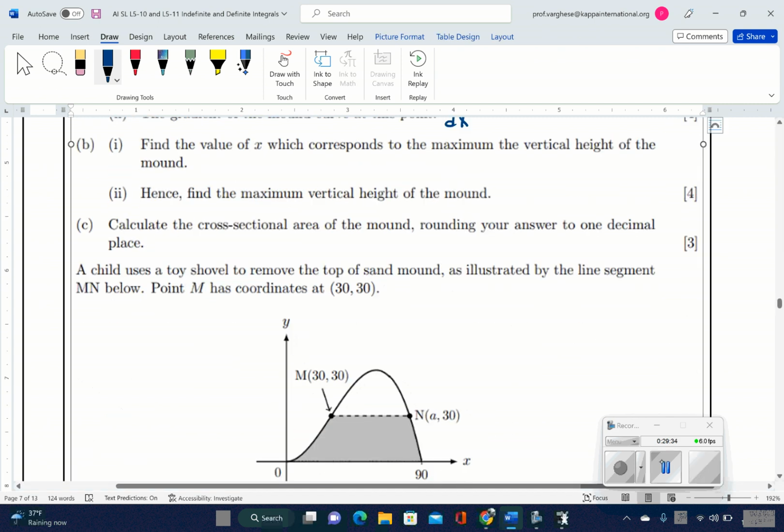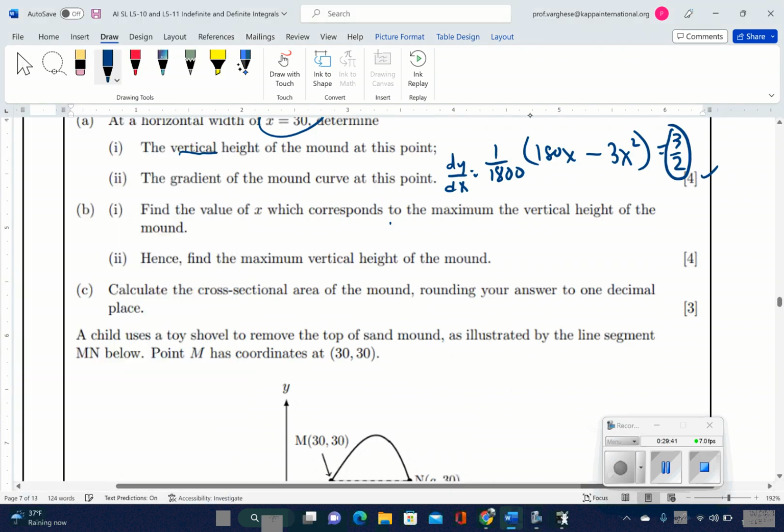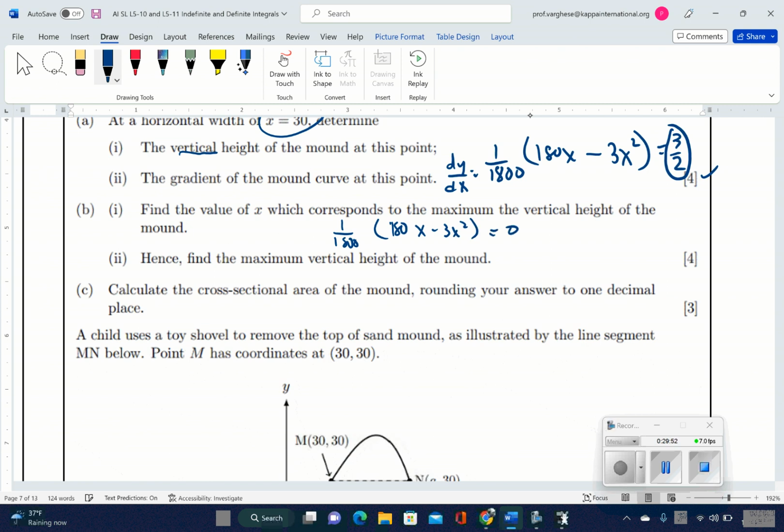For part B, what I'm doing is taking my derivative and setting it equal to 0. So you're taking 1 over 1800 times (180x minus 3x squared) and setting it equal to 0.